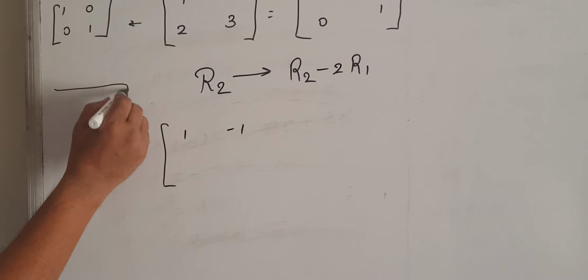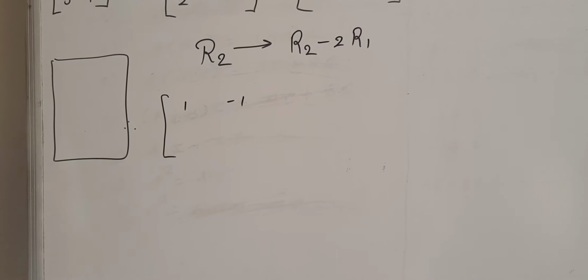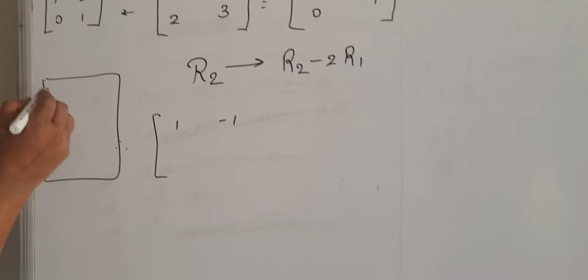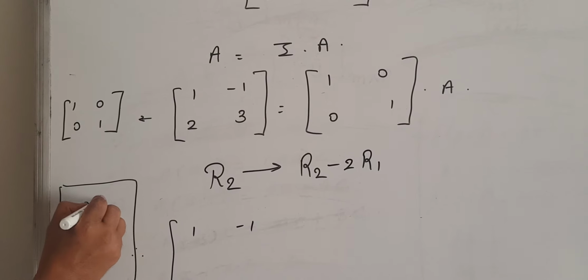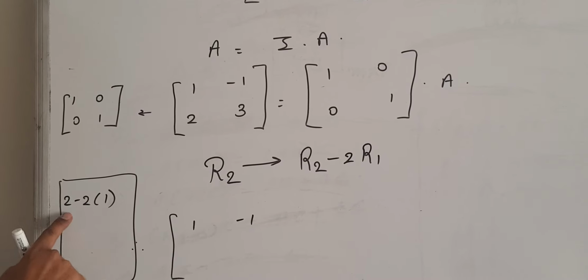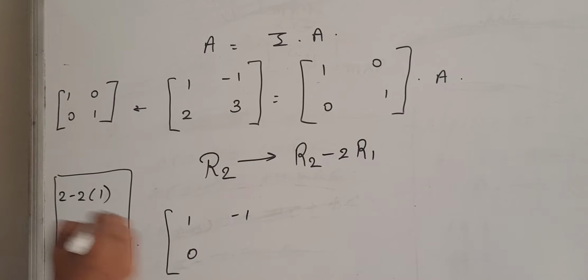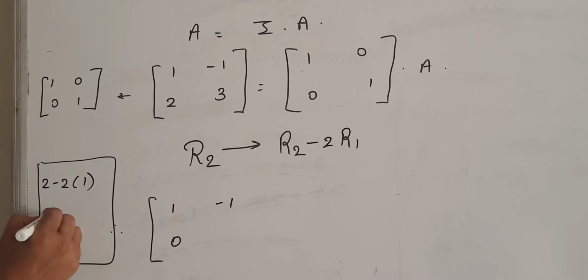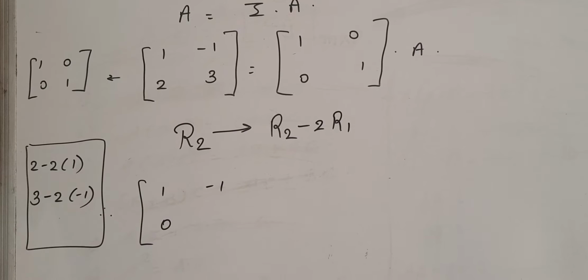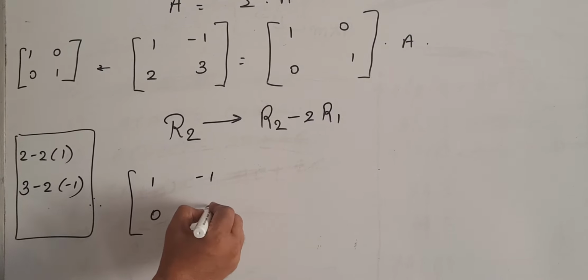Now pay attention here, I calculate here. Second row element means 2 minus 2 into the first row element, which is 1. So 2 minus 2 is 0. 3 minus 2 into minus 1. So 2 plus 3 becomes 5.